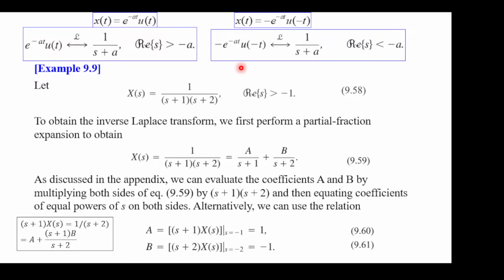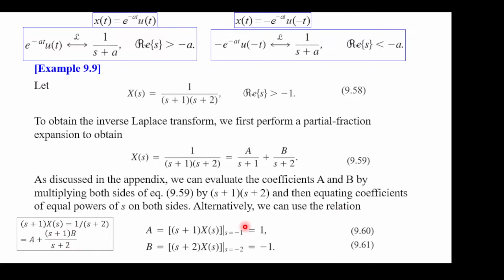We start with partial fraction expansion, and here we give a short review. We want to break 1 over s plus 1 times s plus 2 into something over s plus 1 plus something over s plus 2. You can just multiply everything out and solve for a and b. But here we also teach you something a little smarter, maybe a little faster. You can multiply both sides by s plus 1. Then this side becomes 1 over s plus 2, and this side becomes a plus s plus 1 times b over s plus 2.